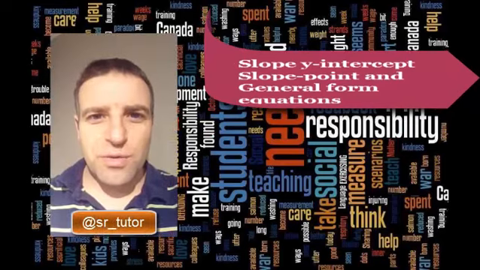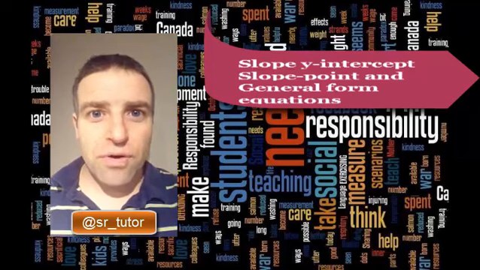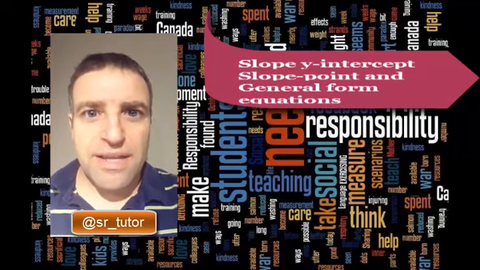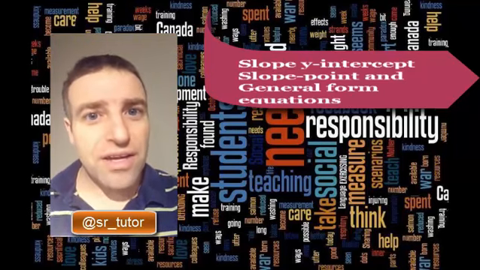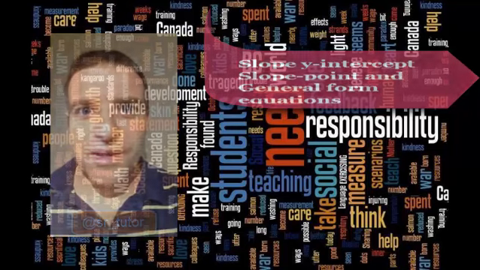Linear equations can be written in three different forms: general form, slope y-intercept form, and slope point form. It's really important to be able to know how to convert between the three of them and when to use each. Here I go through it all.